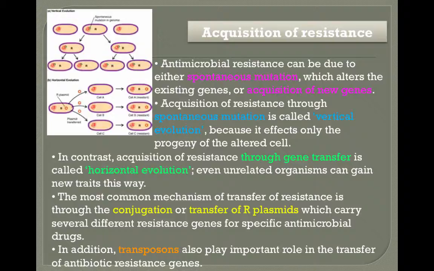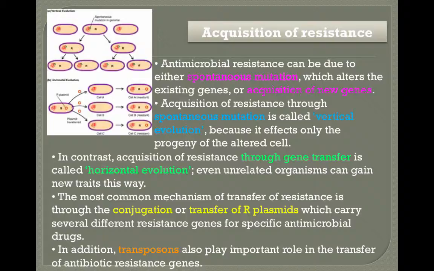Spontaneous mutation from one generation to the next is called vertical evolution. Take your hand and make a vertical line in the air. Think parent cell to daughter cell or offspring. So that's vertical evolution or vertical transmission.